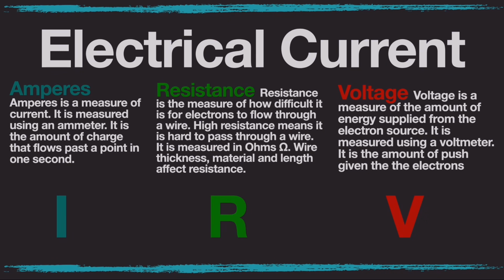Resistance. Resistance is the measure of how difficult it is for electrons to flow through a wire. High resistance means it's hard to pass through a wire. It's measured in ohms, with the omega symbol right there, and wire thickness, material, and length all affect resistance. And finally, voltage. Voltage is a measure of the amount of energy supplied from the electron source. It is measured using a voltmeter and is the amount of push given by the electrons.